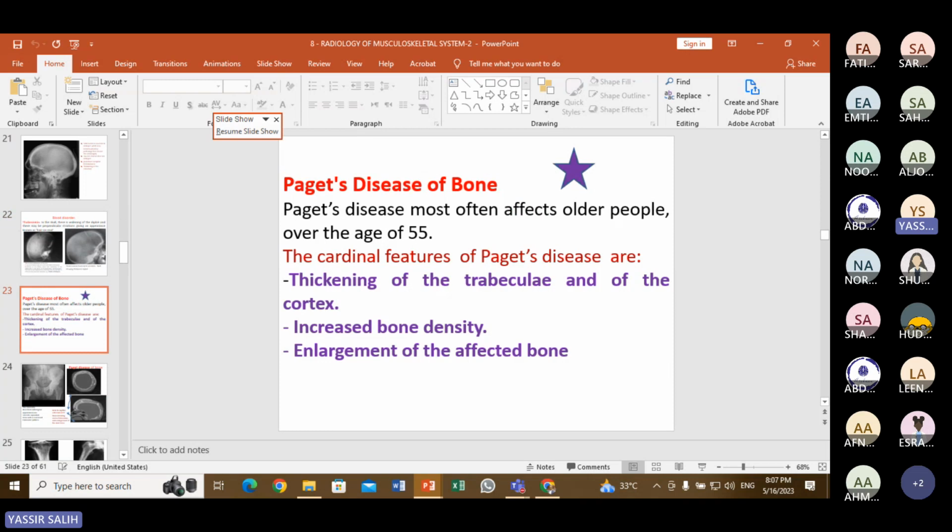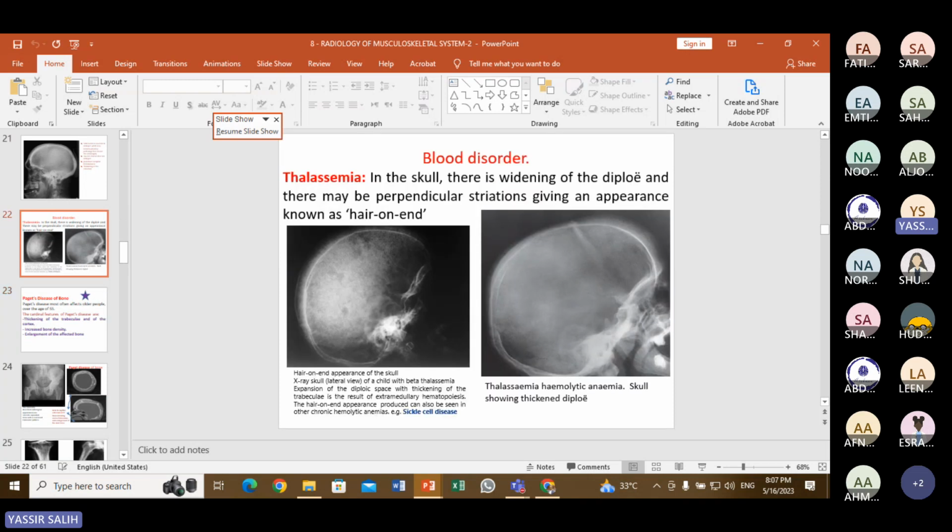Paget disease. What are the radiological features of Paget disease on X-ray? Thickening. Increased density of bone. Enlargement of the affected bone.